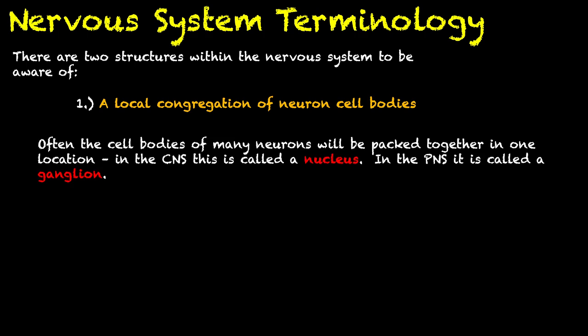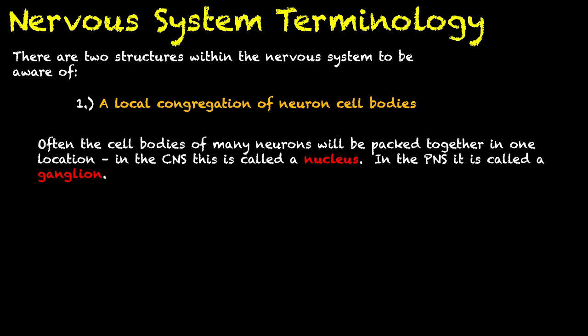Okay, so now we're going to start introducing some specific nervous system terminology. There are two types of structures within the nervous system I want you to be aware of. The first, we've mentioned before, is a local congregation of neuron cell bodies. So think of a whole bunch of neuron cell bodies that are all jam-packed in together, all stuck in the same place together. Well, it turns out that we have two different words for this depending on whether we're talking about the central nervous system or the peripheral nervous system.